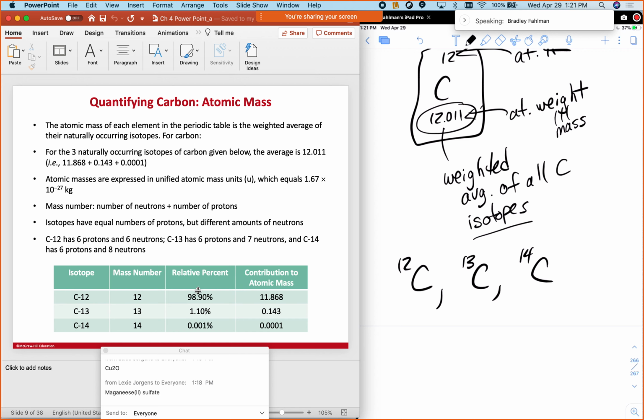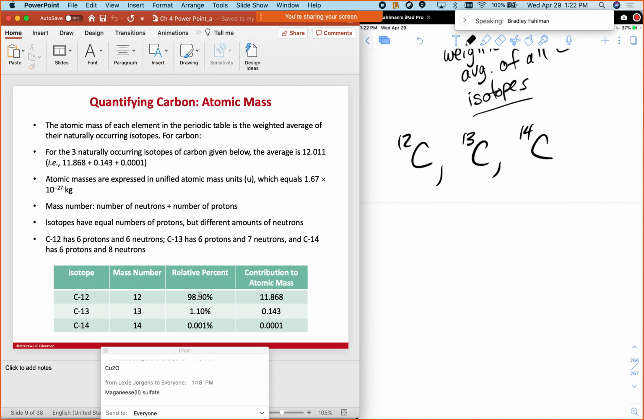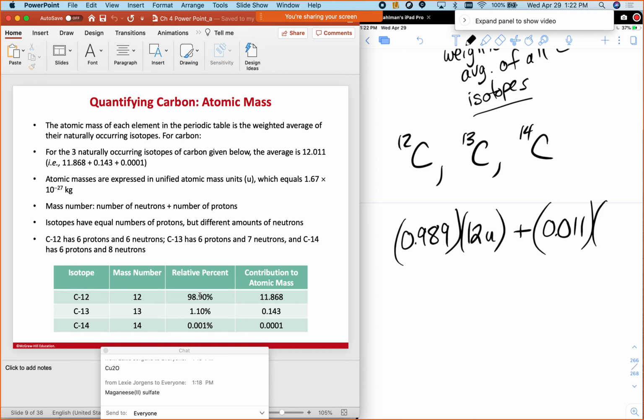To calculate it, you just do the weighted average. So it's 98.9% of 12, so really 0.989 times 12, plus 1.1% times 13. This is the unit: it used to be AMU, and now it's just U, the unified atomic mass unit. And then we do the percent of carbon 14.